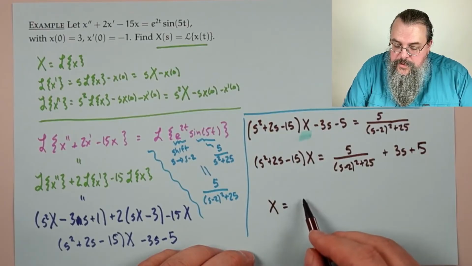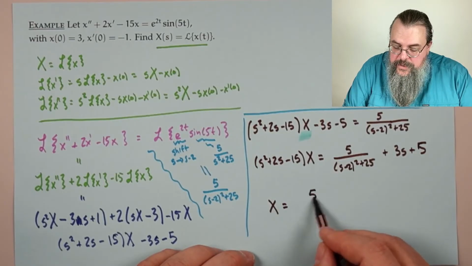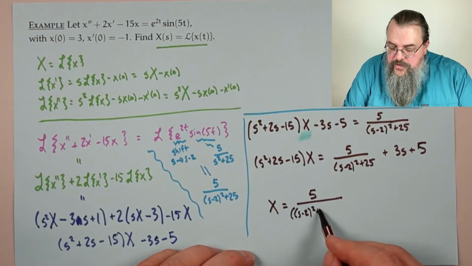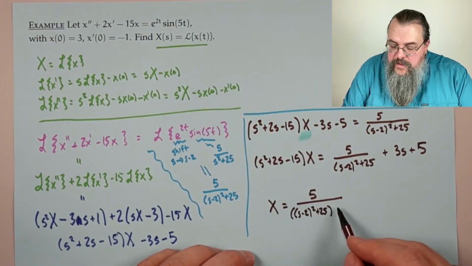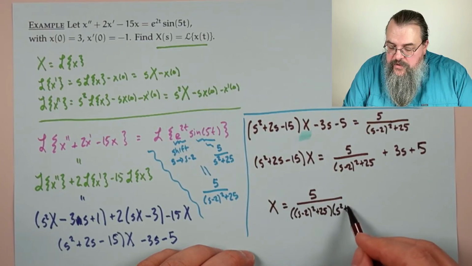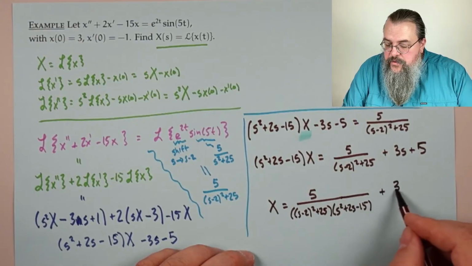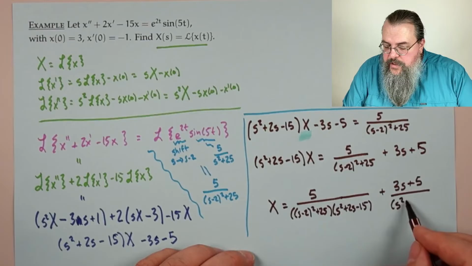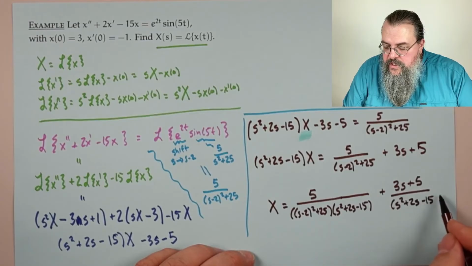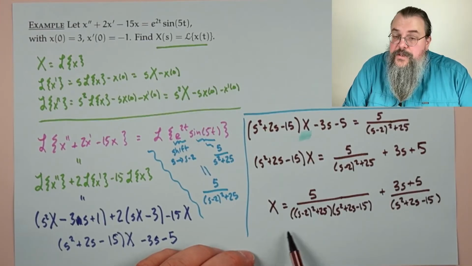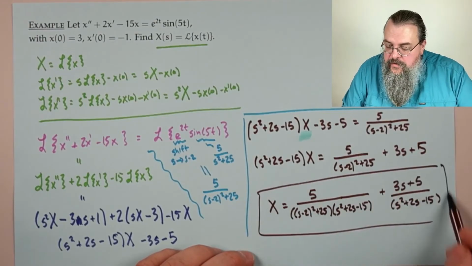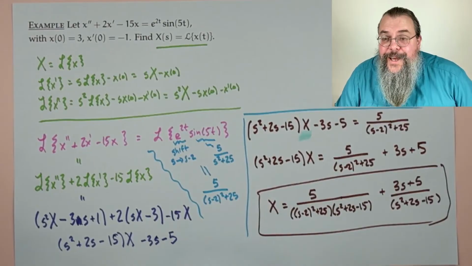Well, we'll go ahead and divide each term. We'll think of this as (s minus 2) squared plus 25, and then times that by s squared plus 2s minus 15, and then add 3s plus 5, and divide that by s squared plus 2s minus 15, and lo and behold, we're done. Now, could we simplify? Yes, but that's not the goal for today.